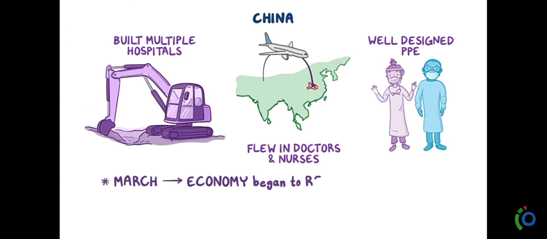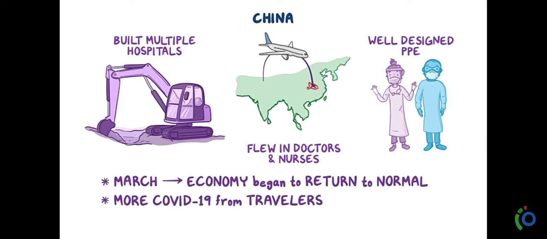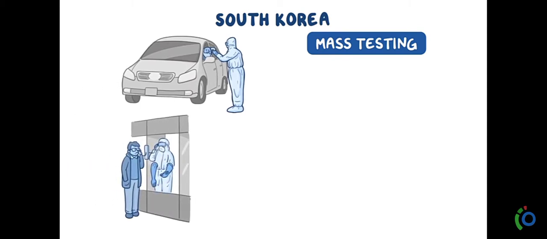By March, the economy began to return to normal, and China was seeing more cases of COVID-19 from travelers than from their citizens. Now, let's look at South Korea, which took a slightly different, yet equally effective strategy. To flatten the curve, they implemented mass testing that was free, easy, and accessible. They offered drive-through testing stations, where people were tested inside their car. They also had phone booth-like testing areas where the person walks in, gets tested, and walks out.